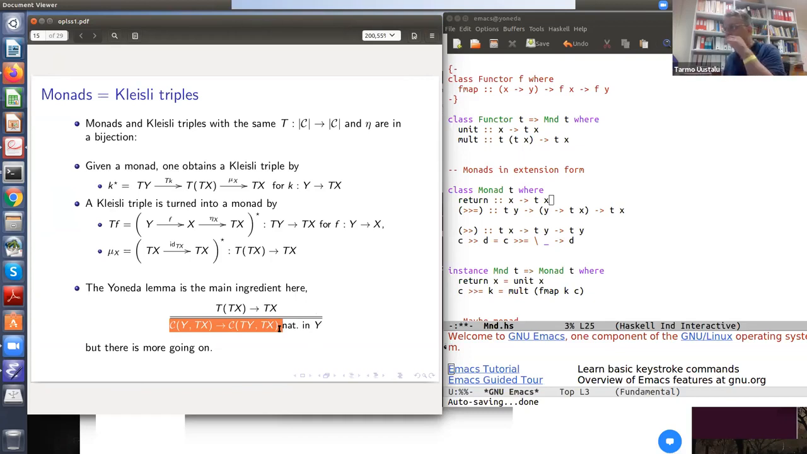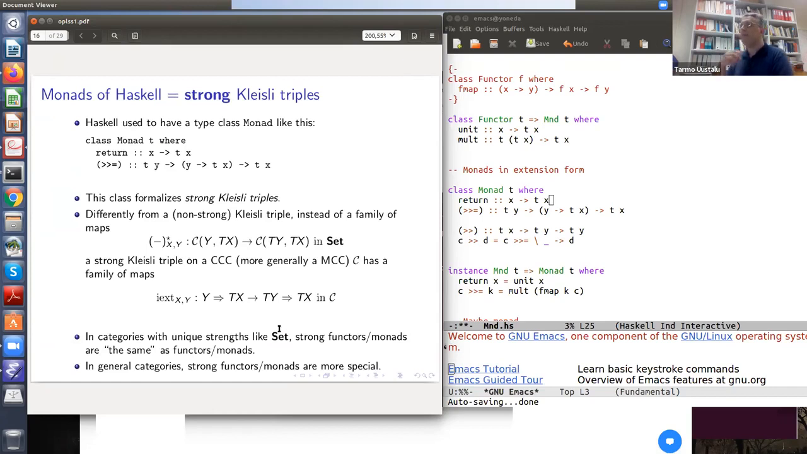But there is a bit more going on because, of course, you also have to check the equations. Now, what is happening in Haskell? What is happening in Haskell is that you have got this, which is what I just showed to you as well. This officially formalizes not Kleisli triples, but strong Kleisli triples.